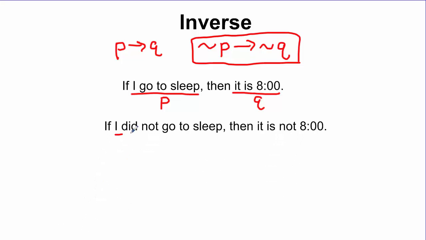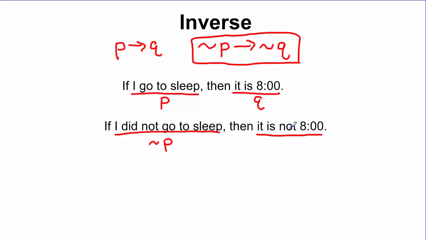So I can see here, I did not go to sleep. This is the opposite of what we wrote here. So the hypothesis is I go to sleep, and the negation is I did not go to sleep. This right here is the negation of P, the negation of this hypothesis. And then up here, the conclusion was it's 8 o'clock, and we can see here the negation was it is not 8 o'clock.